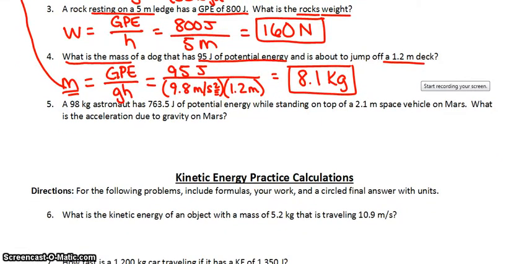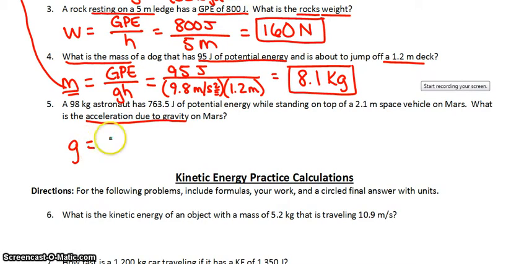All right, let's look at our last problem, number 5, for potential energy. A 98 kilogram astronaut has 763.5 joules of potential energy while standing on top of a 2.1 meter space vehicle on Mars. Whew, that was a mouthful. What is the acceleration due to gravity on Mars? They want us to solve for G. Remember we said G is 9.8 meters per second squared if you are on Earth? Well, now this astronaut is on Mars. So what is the gravitational acceleration?